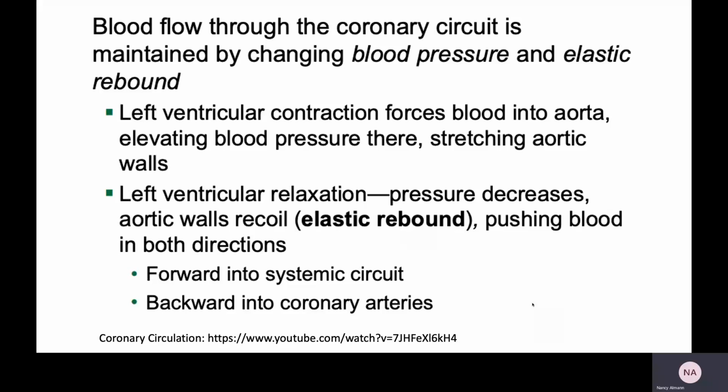Now, blood flow through the coronary circuit is due to changing blood pressure and elastic rebound. Left ventricular contraction is going to force blood into the aorta, which means blood pressure will increase there and the aortic walls will be stretched. When the left ventricle relaxes, pressure decreases, the aortic walls will recoil, that elastic rebound, and will push blood in both directions, either forward into the systemic circuit or backward into the coronary arteries.